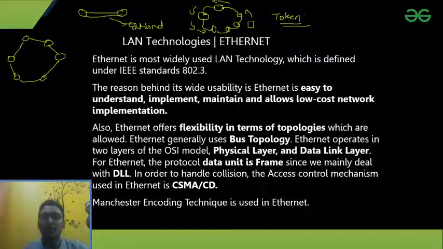The token is generated by some central authority or some main node, and then that main node circulates the token. When someone wants to send a message, it can only send a message when it has the token. So that was the concept behind token ring. But in Ethernet, there is no such system. There is nothing like a token.